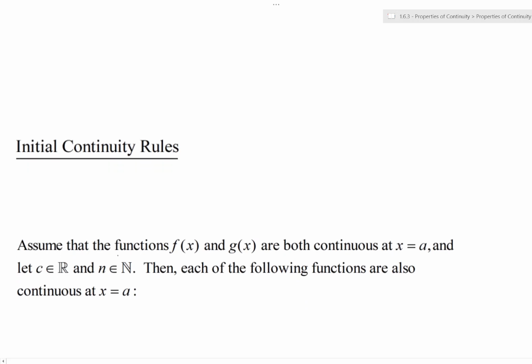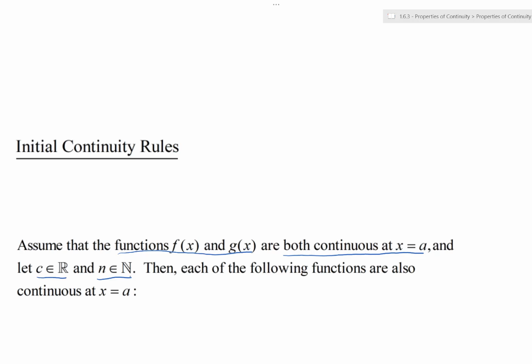Assume we've got some functions, say f of x and g of x, and we're going to assume they're both continuous at the location x is equal to a, and then moreover, we're going to let c be some real number, and n here be a natural number, one of the counting numbers, 1, 2, 3, 4, and so on. Then each of the following functions are also continuous at x is a.